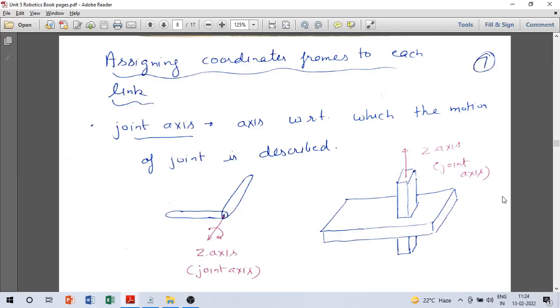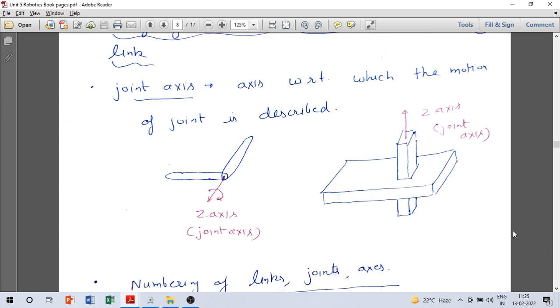Okay, now we will get to the question of assigning coordinate frames to each link. Because we already discussed that a coordinate frame is attached to each link, but how that coordinate frame is attached, we are going to discuss that here. For that, a few terms are defined here.